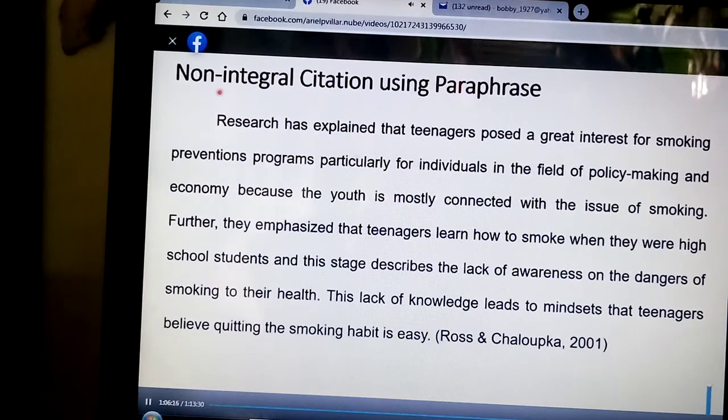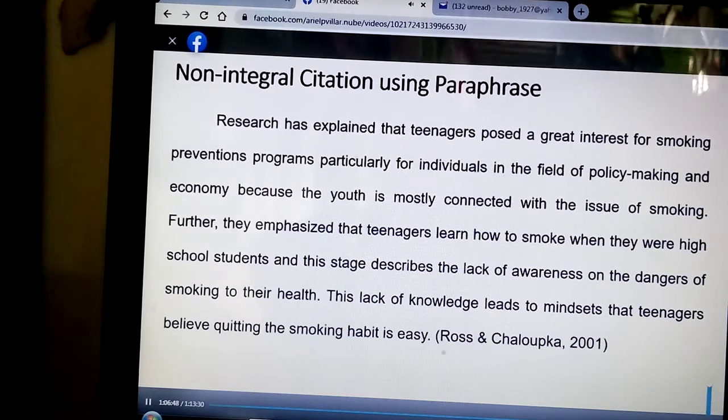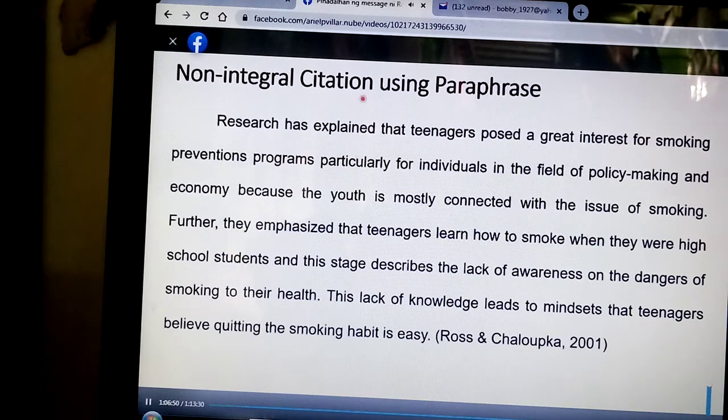Yung non-integral. So, non-integral citation using paraphrase. Ibig sabihin, lahat ng mga sinabi doon sa original ay hindi natin kukopyahin. Wala tayong kukopyahin. We are going to convert everything in our own words kasi paraphrase nga. Okay? At the same time, mag-a-apply tayo ng non-integral citation, which means that the author is not at the beginning, wala siya dito sa umpisa, kundi nasa dulo. Nandito sa dulo kasi non-integral citation ngayon ginamit natin.